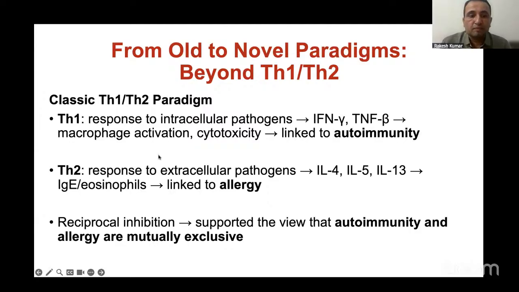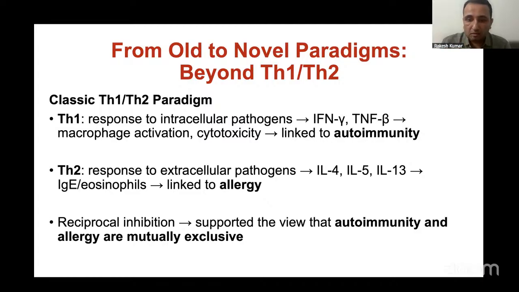The Th2 response is in response to extracellular pathogens, something like parasites, and the cytokines are IL-4, IL-5, and IL-13, and IgE and eosinophils are typically elevated. But when there is an exaggerated Th2 response, it is linked to allergy. The classical teaching before was that there is reciprocal inhibition, supporting the view that autoimmunity and allergy are mutually exclusive, which is basically not true.